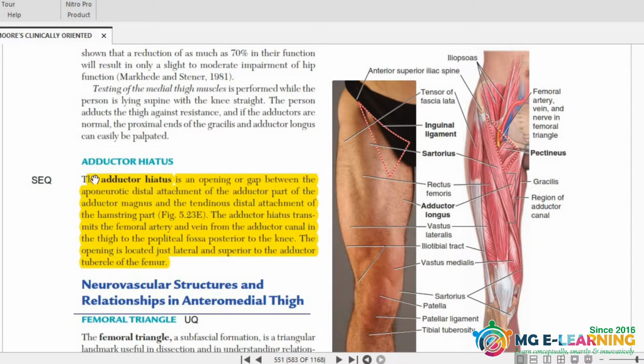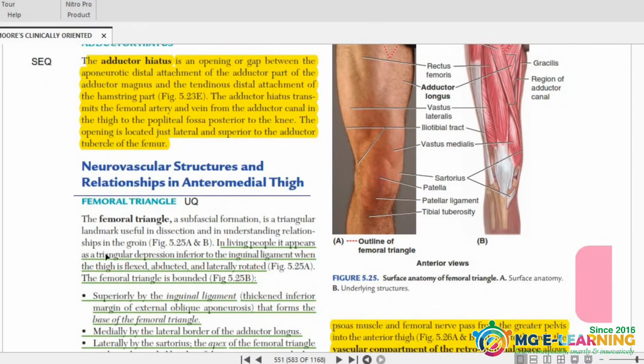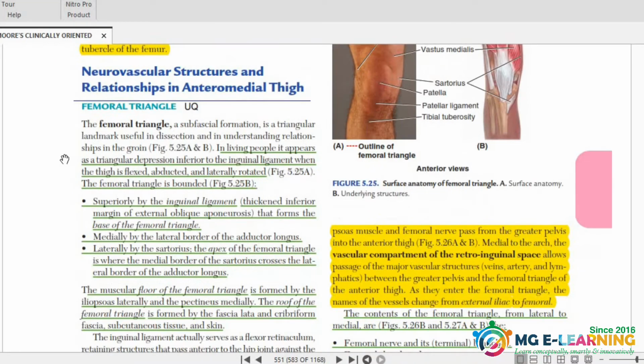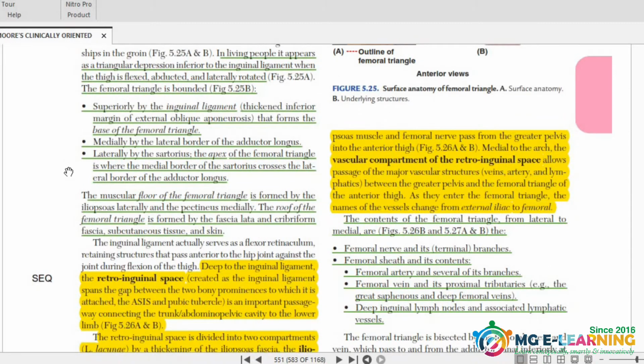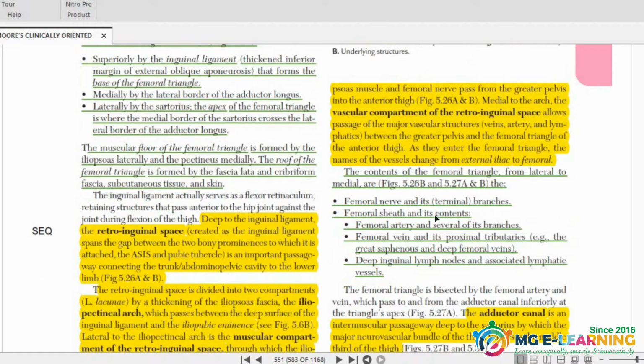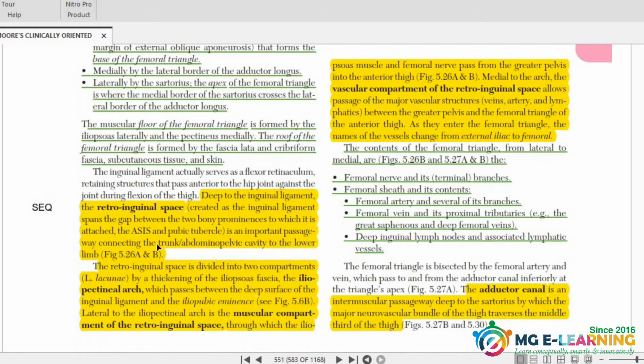Adductor hiatus, it is also important from the SCQ point of view. You have to know which structures pass through it. Next one is the femoral triangle. It is very important from the LAQ point of view. You have to know its boundaries and its contents. This one. And next our SCQ is the retroinguinal space. You have to know about it and its clinical importance.